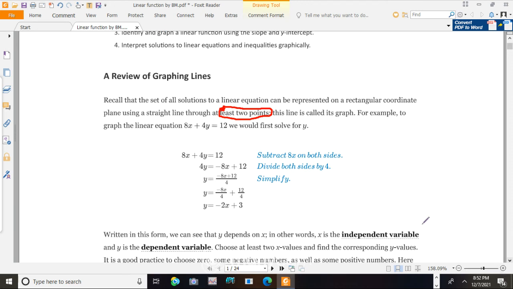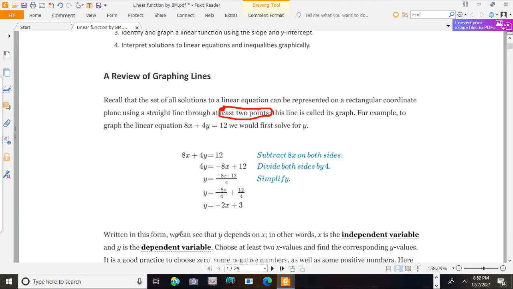Okay, I've discussed these things in the previous video. Actually, here I want to show you when the arrangement of the equation is like this one: 8x plus 4y is equal to some constant, say 12. In this case, you will rearrange and solve for y.